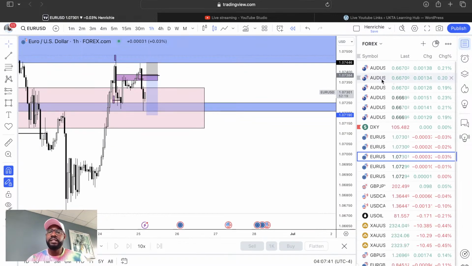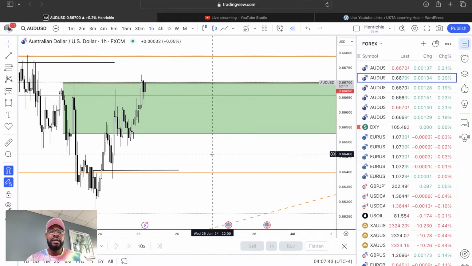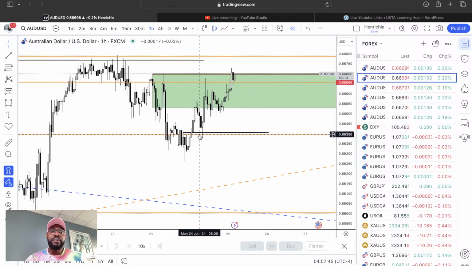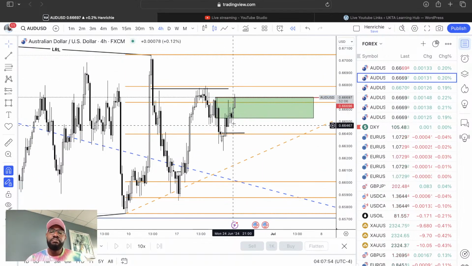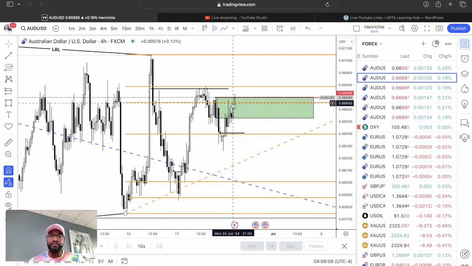The next one, we're going to take a look at Aussie dollar. Aussie dollar, irrespective of the fact that I wanted to see it come to the downside for me to buy, you can see how Aussie dollar is consistently pushing to the upside. Now, this is one of the reasons why I never like to trade against the 12-month time frame. In as much as I want Aussie dollar to come to a certain key level, there isn't a guarantee that it's going to come there.